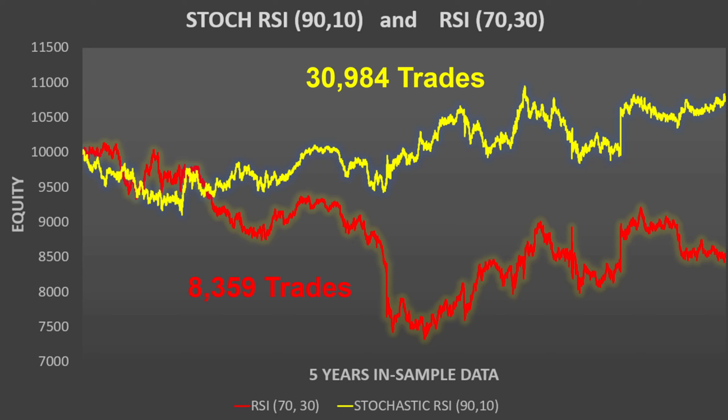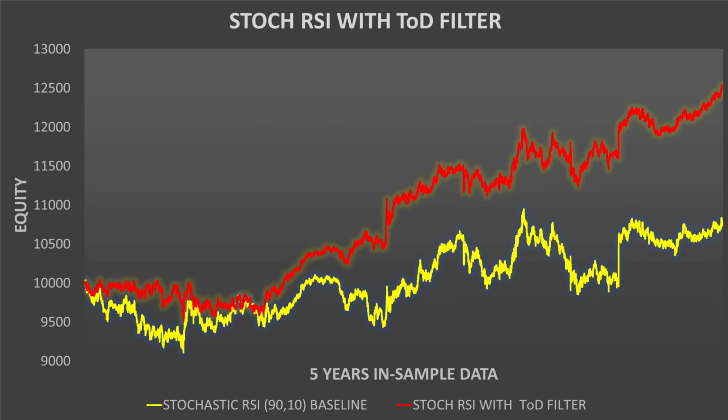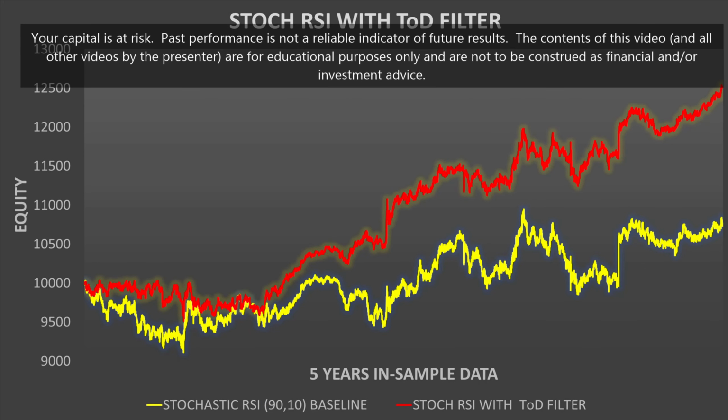So I'm going to stick with the yellow stochastic RSI equity curve here. So we'll display that on its own. And now I'm going to overlay the new equity curve once we have implemented a time of day filter. And as you can see, performance is improved significantly.